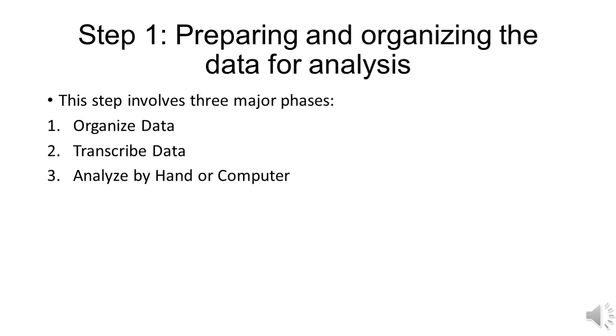The first step is called preparing and organizing the data for analysis. What does this mean? You have a collection of documents you collected during the data collection process. You have these documents in front of you, but they need organization. They need to be prepared for analysis. Within this step, I have three minor steps or phases. The first one, you organize data. The second one, you transcribe data. The third one, you analyze them by hand or computer.